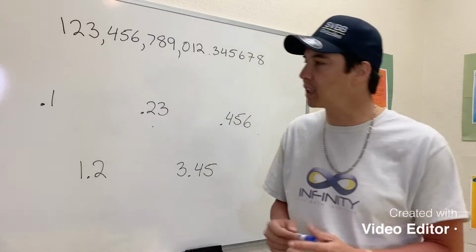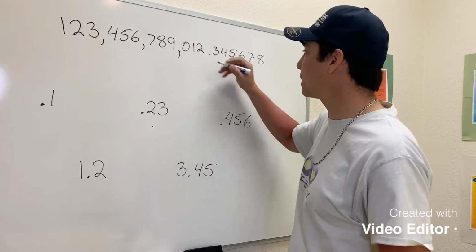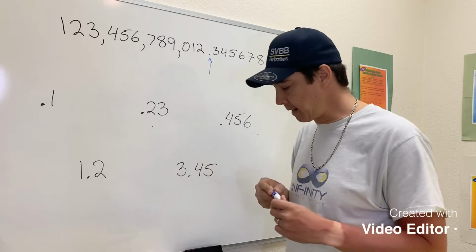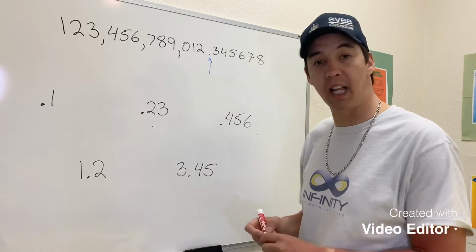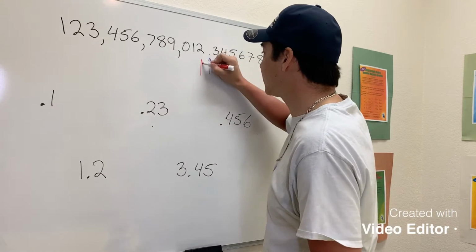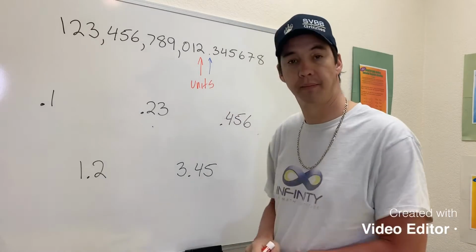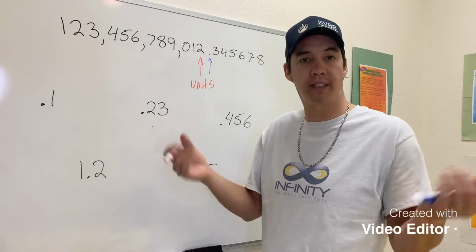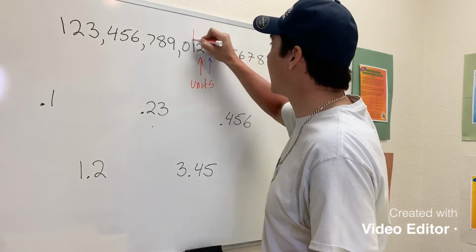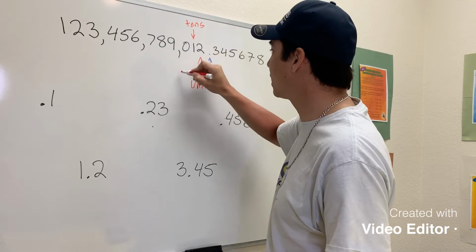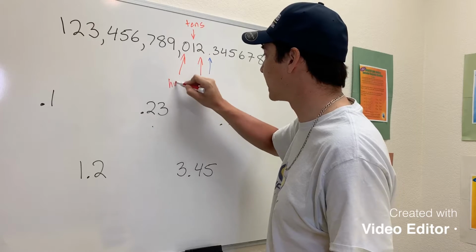Now this should be basically review, but when you notice this decimal point right here, that's basically our starting point, right? And the first column of numbers is known as the units place. That's just the ones. 1, 2, 3, 4, 5, 6, 7, 8, 9. This is the tens place. And of course you should know that this is the hundreds place.